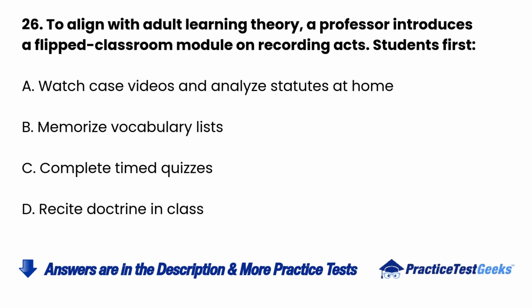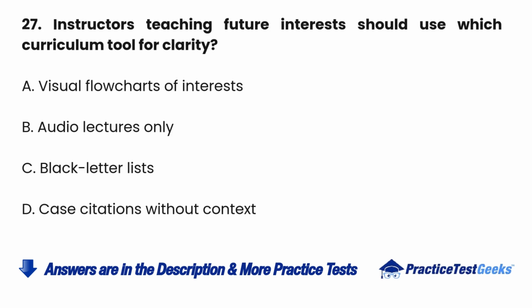26. To align with adult learning theory, a professor introduces a flipped classroom module on recording acts. Students first A. Watch case videos and analyze statutes at home. B. Memorize vocabulary lists. C. Complete timed quizzes. D. Recite doctrine in class.